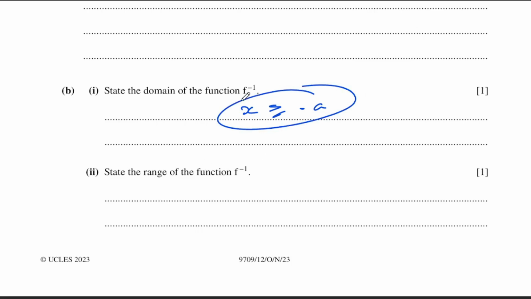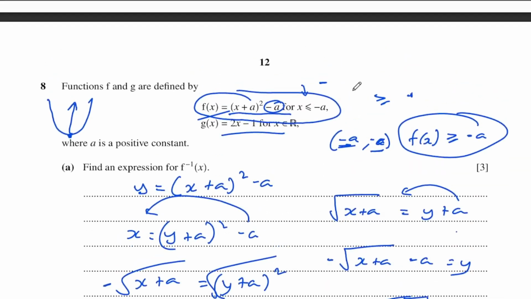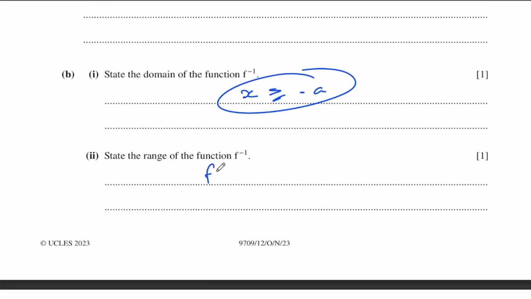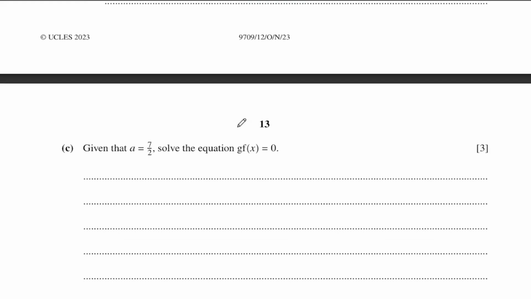And the range of your inverse function is just the domain of your original function, which is x lesser or equal to negative a. And so just going to write that here, f inverse is lesser or equal to negative a. So that's the range, which was the domain of the original, and this is the domain, which was the range of the original. Okay. Then, given that a equals 7 over 2, solve the equation where we are putting f into g equals 0, right?